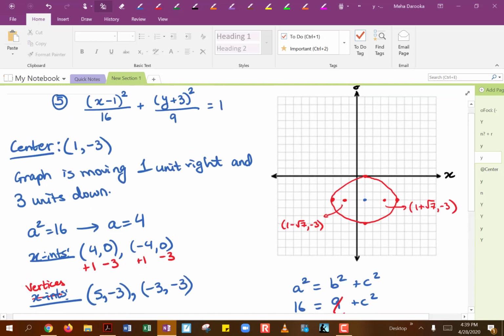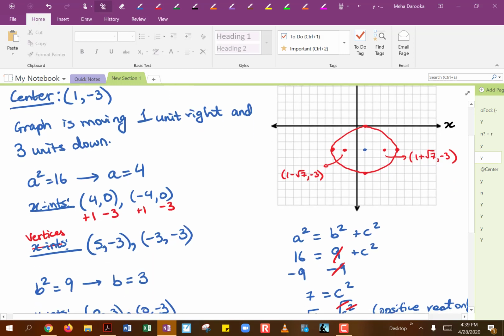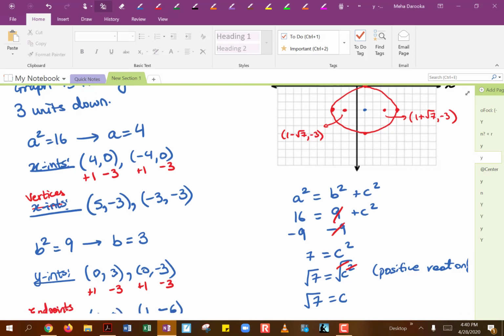Okay, so basically what you are doing is using the same calculations as you would when your graph was centered at 0, 0. So we use that same idea of a squared equals 16, which means a equals 4, and came up with our original x-intercepts at 4, 0 and negative 4, 0. Then moving it 1 unit to the right and 3 units down, we get the new endpoints, or vertices, of our major axis, right?